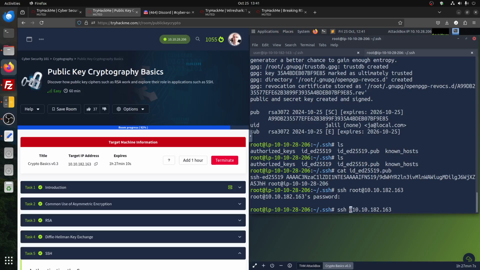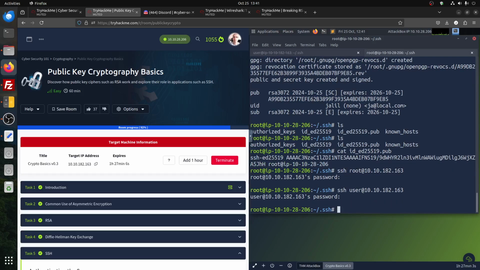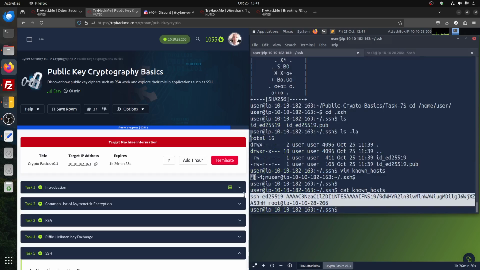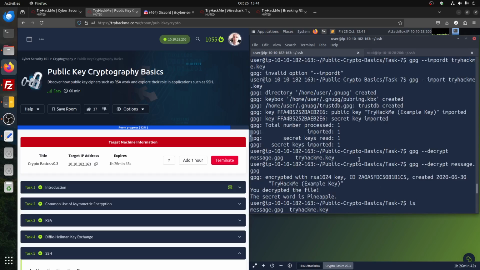Oh, I know what the problem is. No, I generated it the wrong way. This is a root public key, so I need to generate one for the user or something. I don't want to confuse you guys. I'm not sure. Something is wrong in my head now.